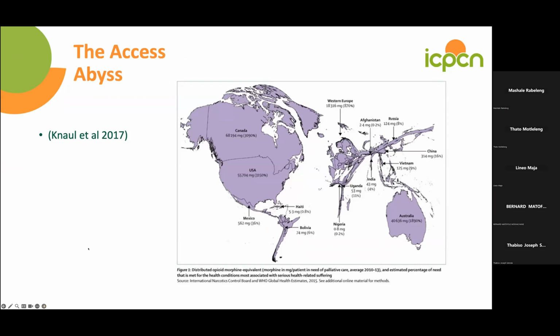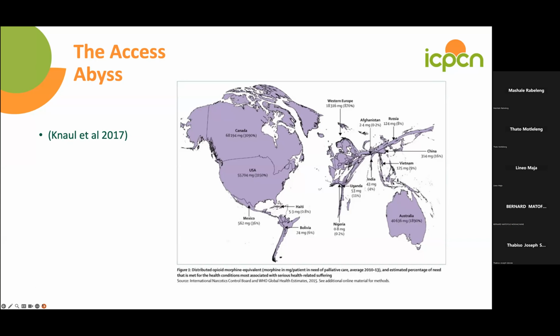I'm sure you've seen this before, but this just highlights the lack of access to opioids. This is morphine equivalent, and you can see that much of the sub-Saharan African region is missing, as we don't have access to the medicines that we need.